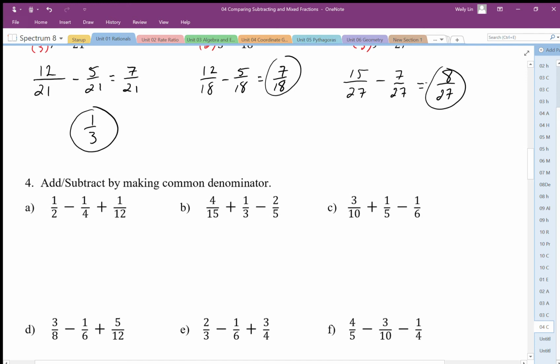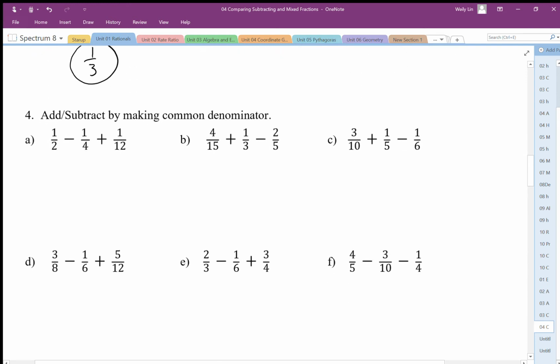Here the same thing, except we're just using now more than one fraction. We still need a common denominator. So we need to figure out what is a common denominator of 2, 4, 12. So what's the common multiple? Well, the common multiple here is going to be 12. So I need a times 6 here. I need a times 3 here. Once I do that, now I have a denominator of 12.